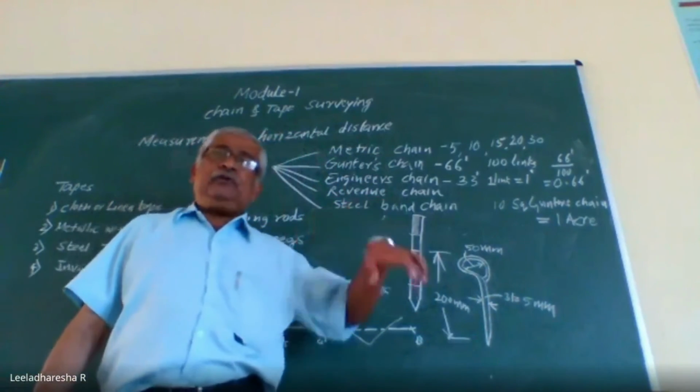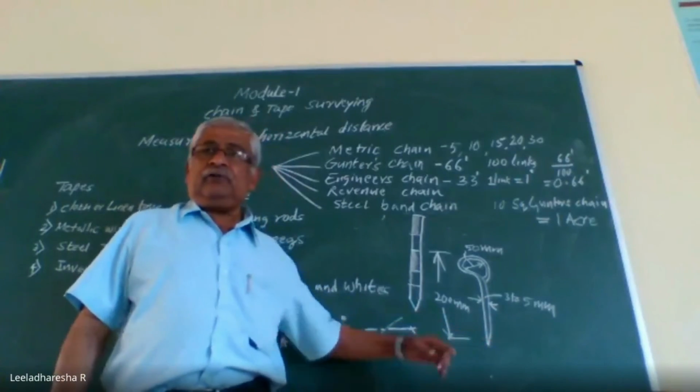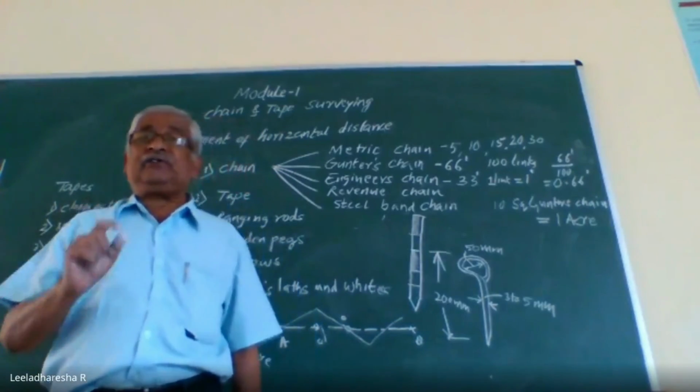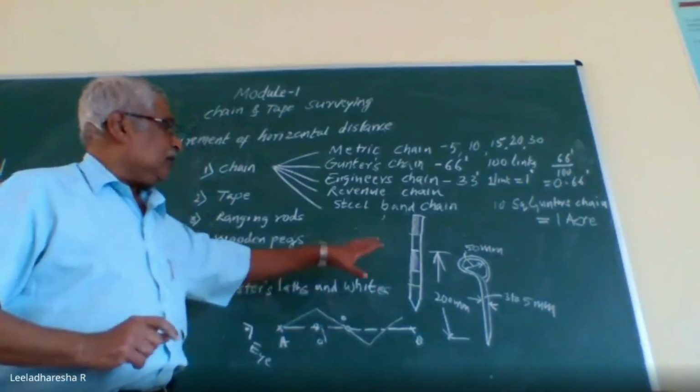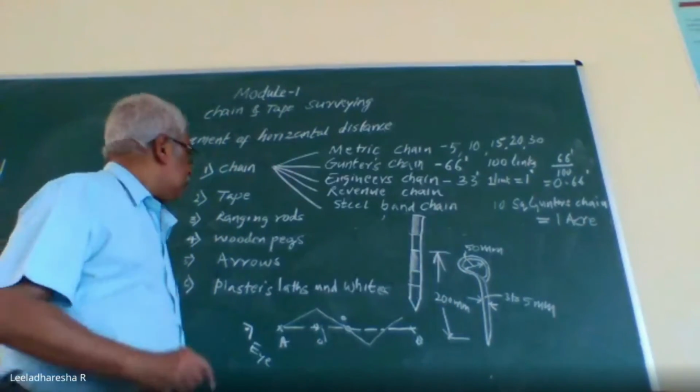So, we are going to drive this into the ground. It also has a sharp edge. We can drive it into the ground to represent a point in our survey. So, this particular thing we use is called an arrow.